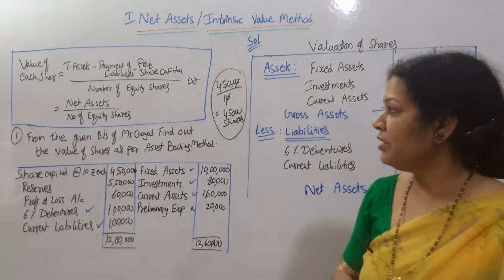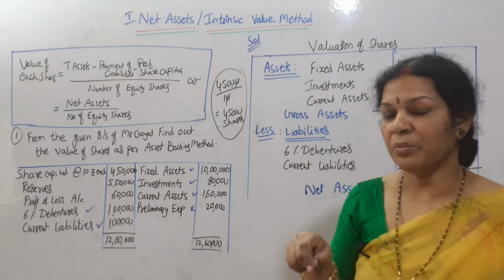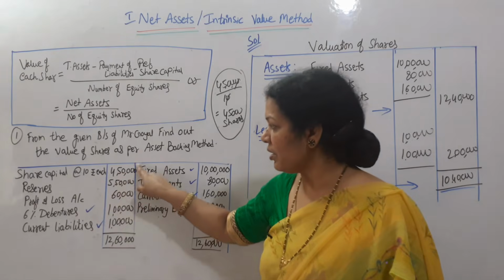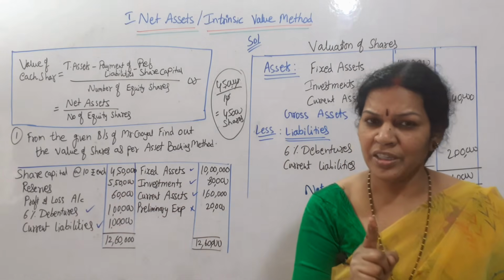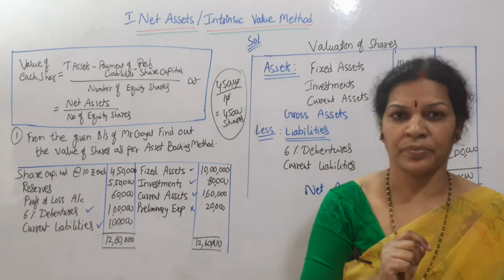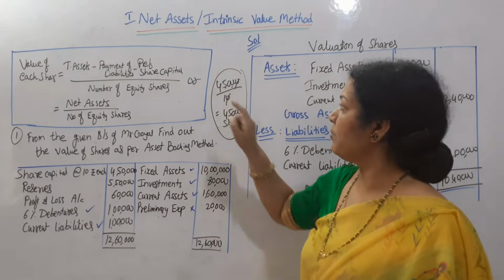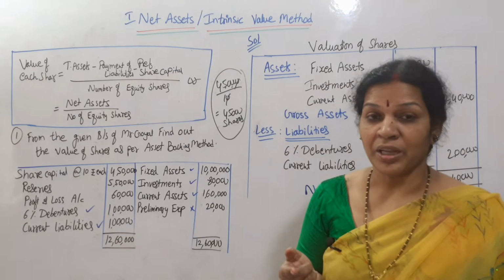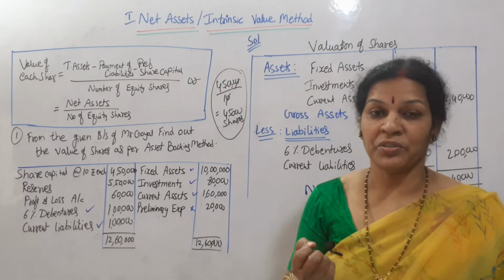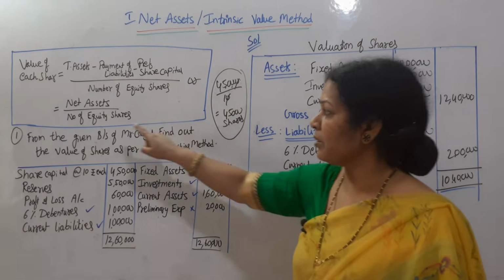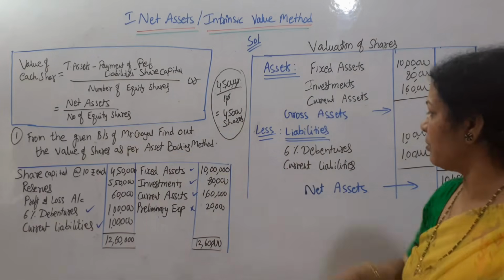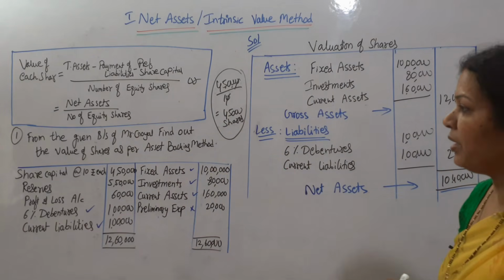Now we need number of equity shares. How do you come to number of equity shares? Total shares are 4,50,000. Each share is 10 rupees. 4,50,000 divided by 10, so that you will get number of shares. Number of shares are 45,000. Number of equity shares 45,000, you got. Now we can put it in the formula.